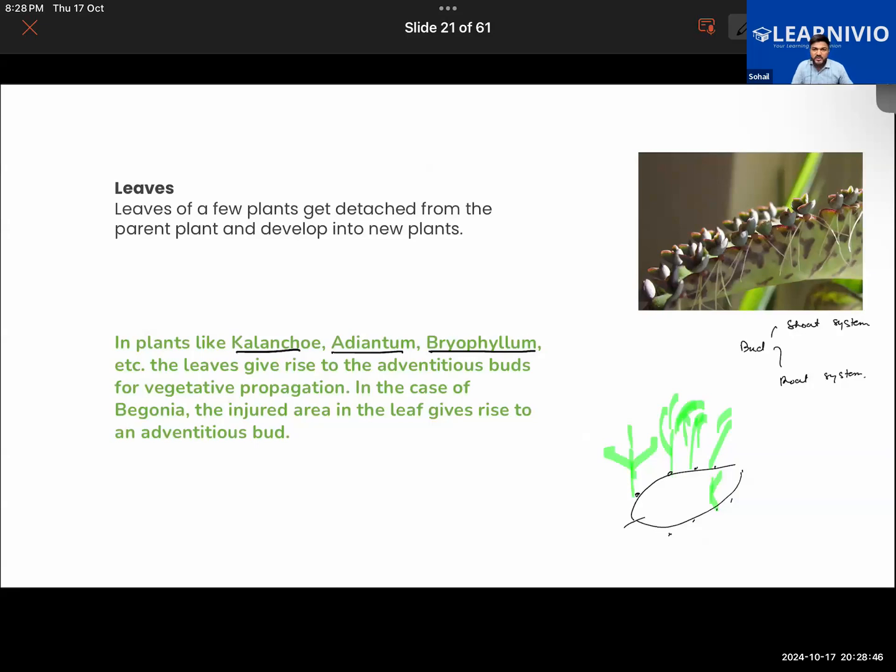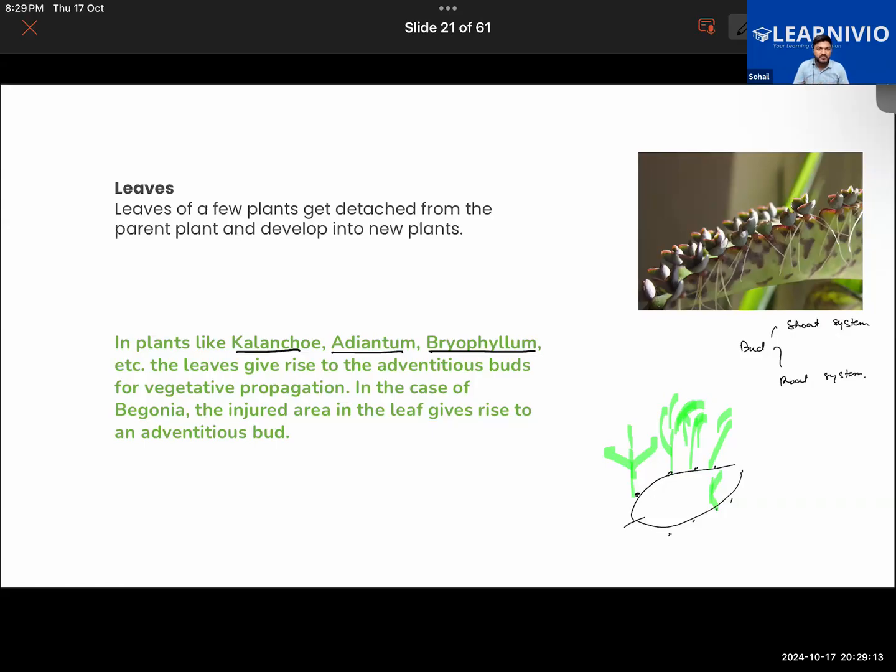Next, we have vegetative propagation by the leaves. As we have learned previously, there are a few plants whose leaves get detached from the parent plant and fall onto the ground. From its margin, buds will start to grow, and from that bud, the root and the shoot system will grow.